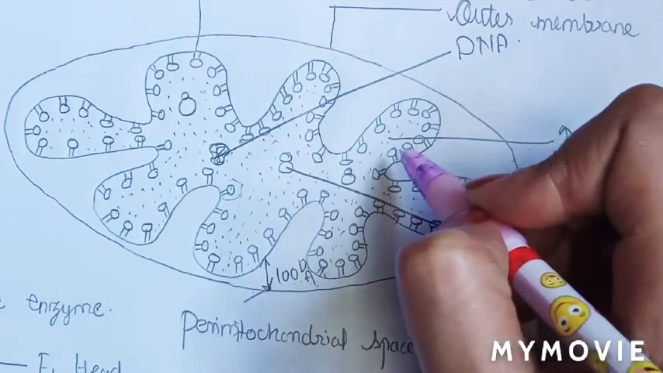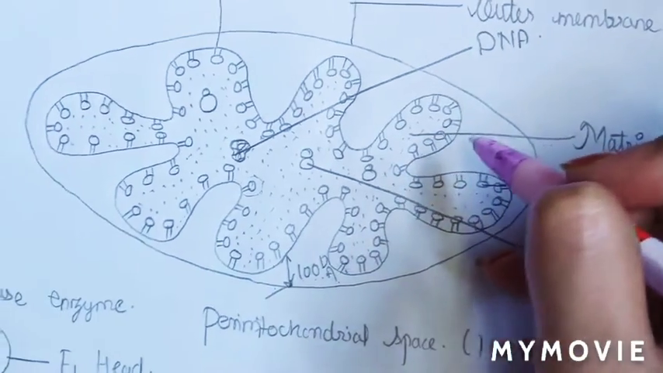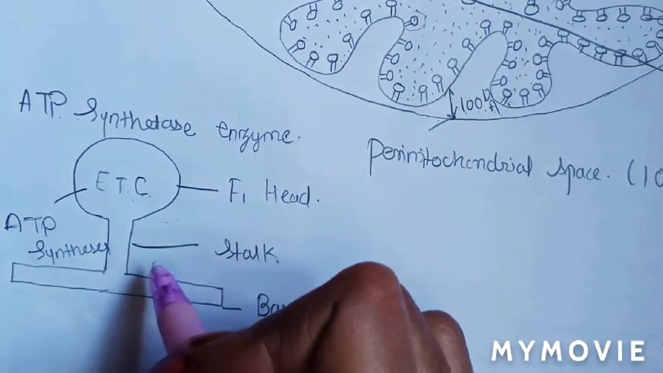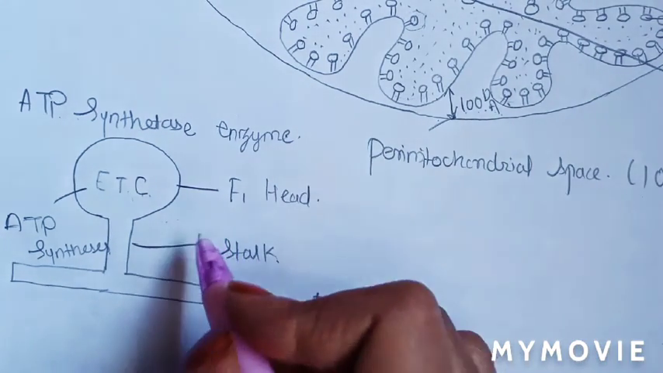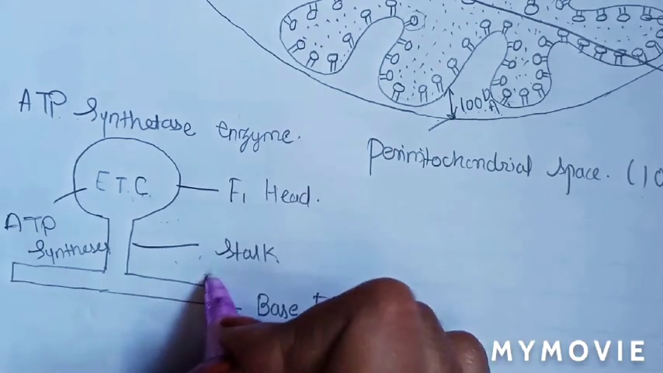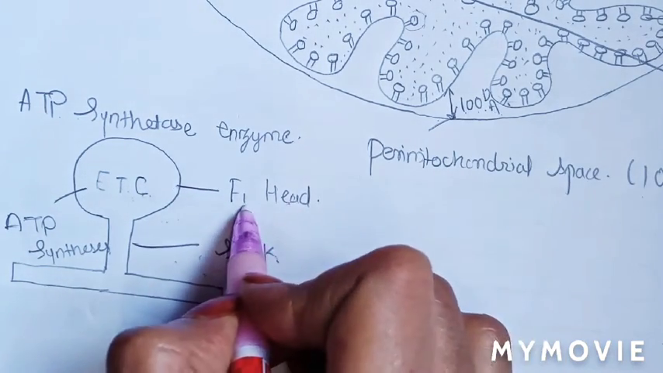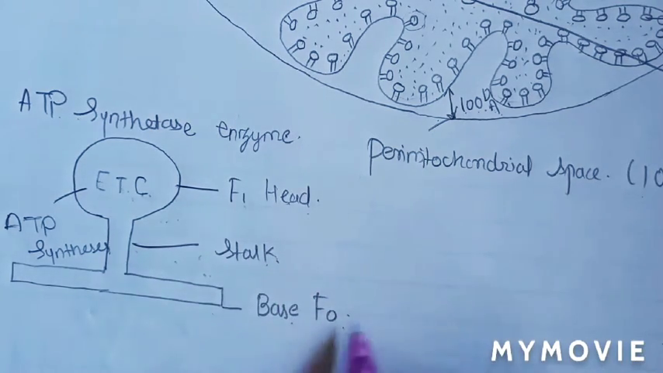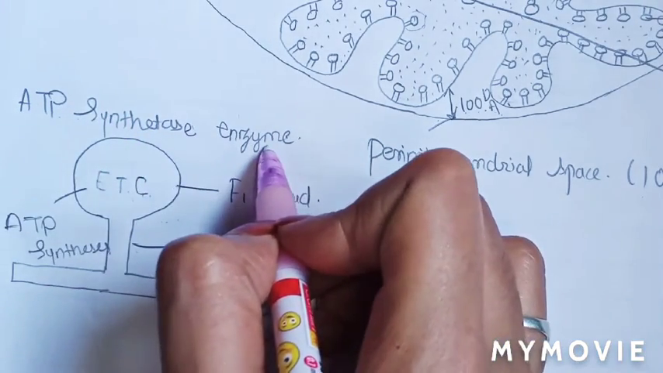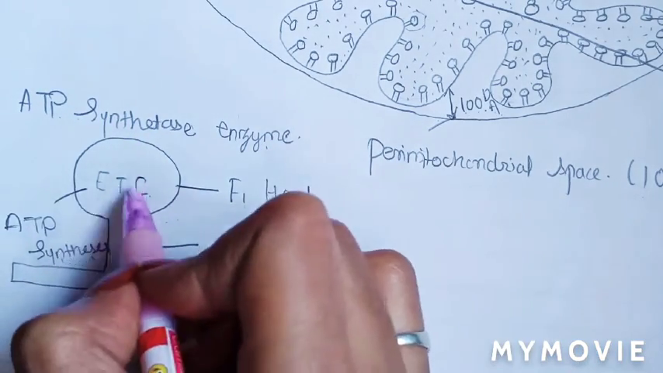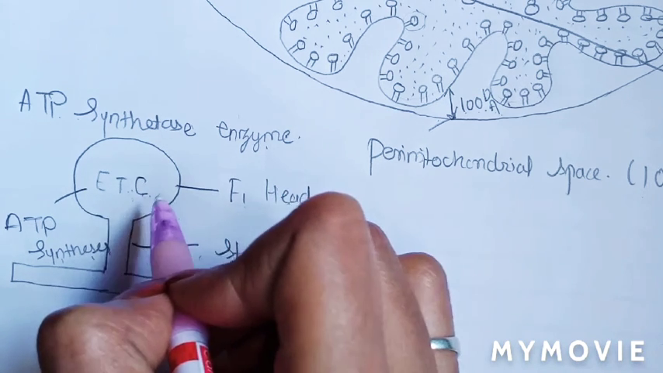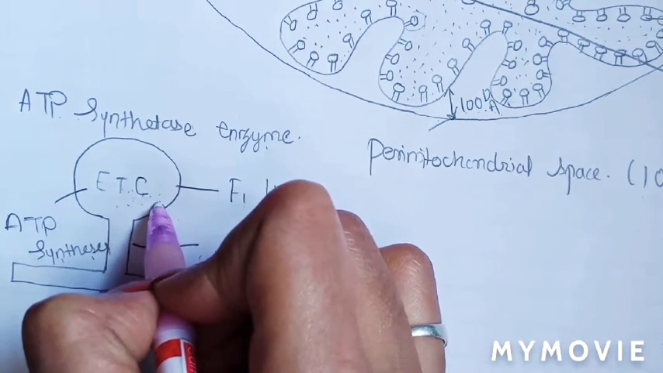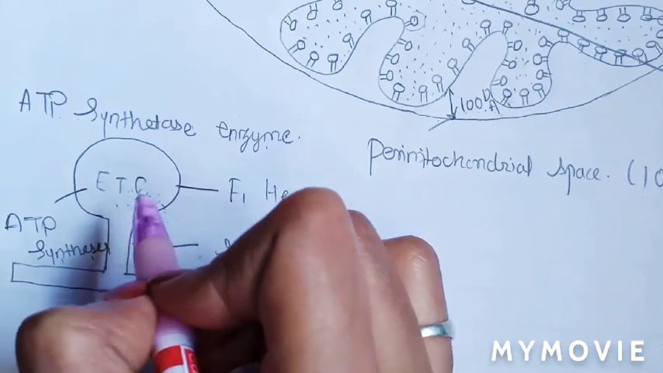Now if we want to see this particle, then we are going to see its structure. You can see here the structure of the F1 particle or oxysome. We can call it an oxysome or F1 particle. This is the head, which is known as F1. It is the stalk. Here it is the base, F0. Here ATP synthetase enzymes are present which synthesize ATP. The ETC cycle takes place in this oxysome particle or F1 particle. ETC means electron transport chain. This cycle takes place inside the oxysome.